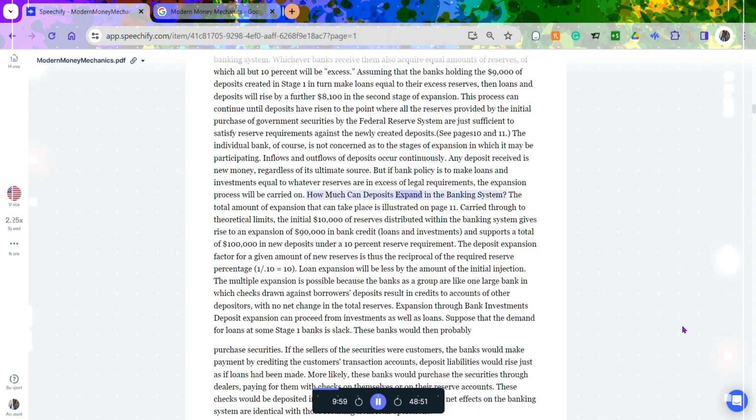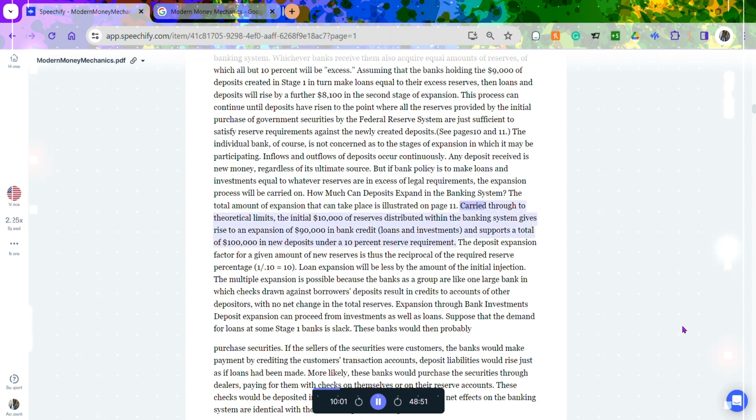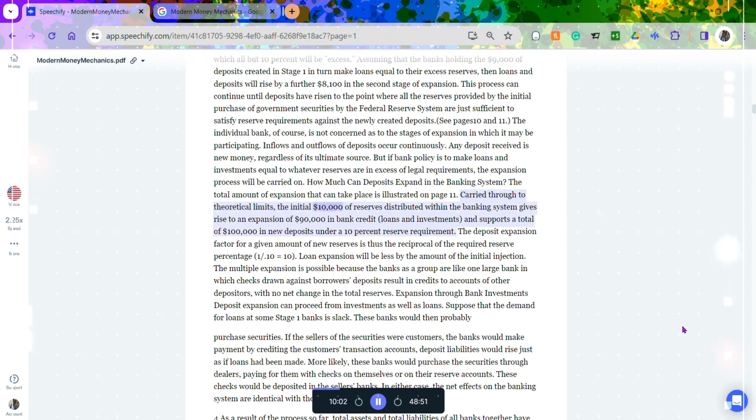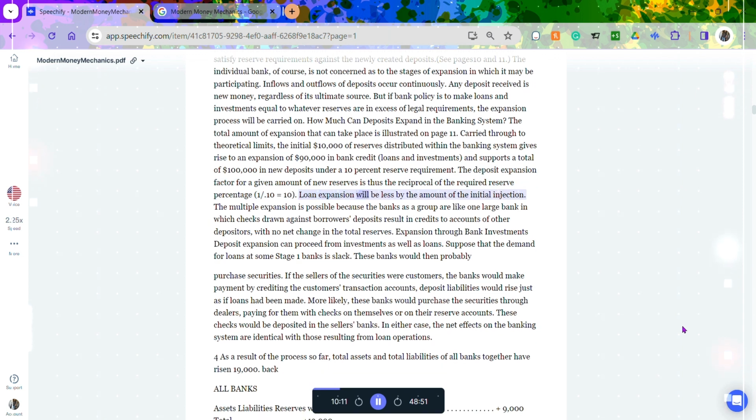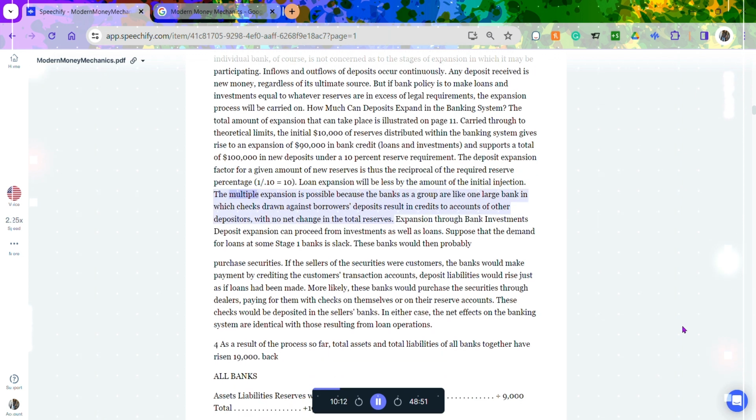How much can deposits expand in the banking system? The total amount of expansion that can take place is illustrated on page 11. Carried through to theoretical limits, the initial $10,000 of reserves distributed within the banking system gives rise to an expansion of $90,000 in bank credit, loans and investments, and supports a total of $100,000 in new deposits under a 10% reserve requirement. The deposit expansion factor for a given amount of new reserves is thus the reciprocal of the required reserve percentage, 1/0.10 equals 10. Loan expansion will be less by the amount of the initial injection. The multiple expansion is possible because the banks as a group are like one large bank in which checks drawn against borrowers' deposits result in credits to accounts of other depositors, with no net change in the total reserves.